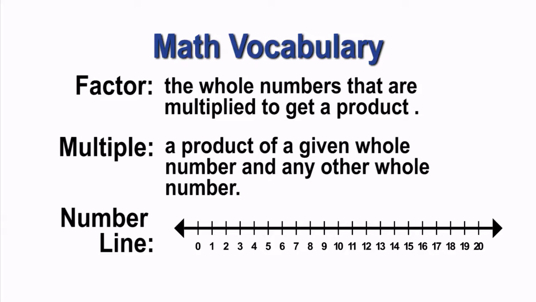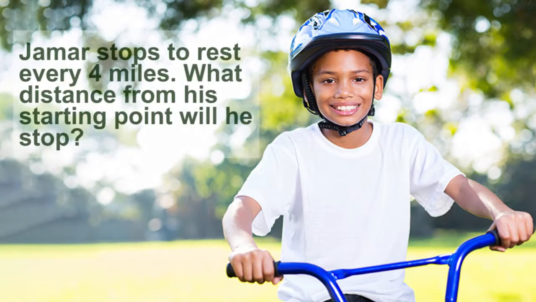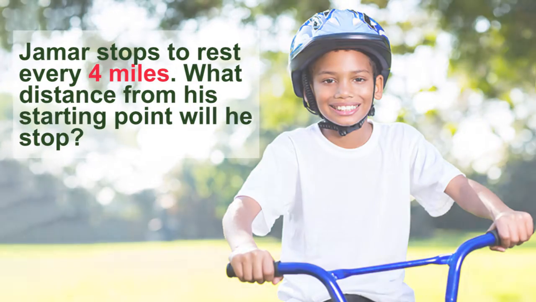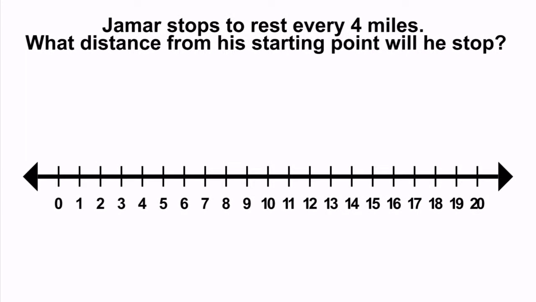For example, look at the following problem. On Jamar's bike ride, he stops to rest at the end of every 4 miles. At what distances from his starting point will he stop? I can tell we are looking for multiples of 4 because he stops every 4 miles. Since this is a linear problem, a number line is a great way to model the multiples.